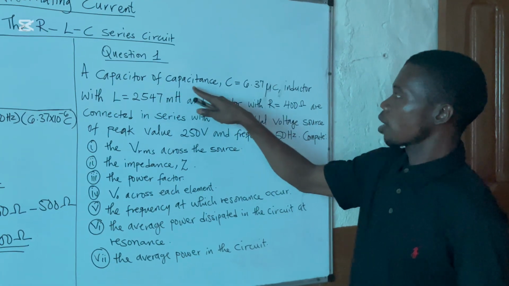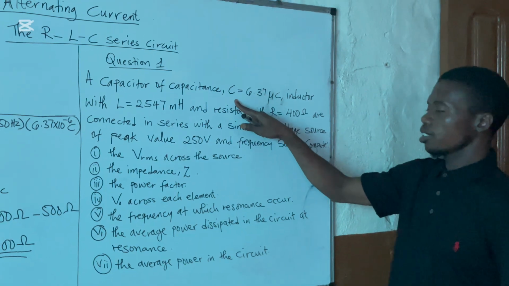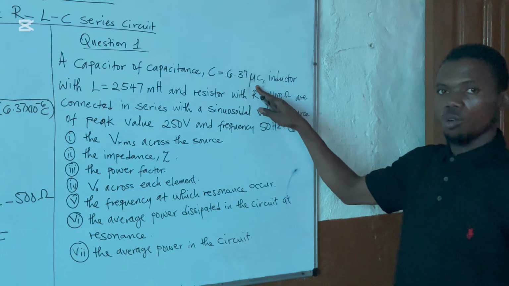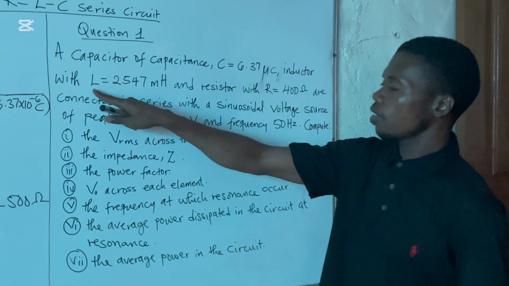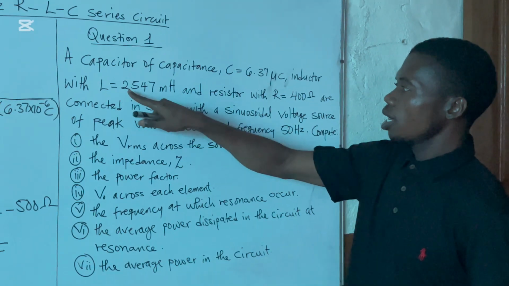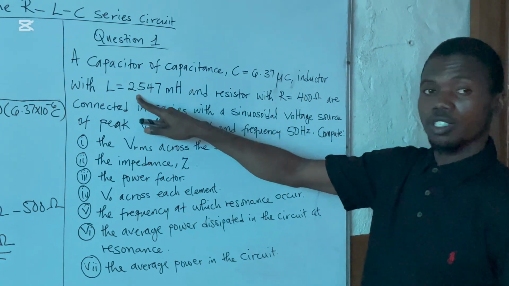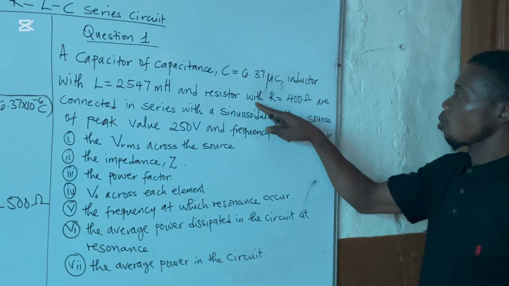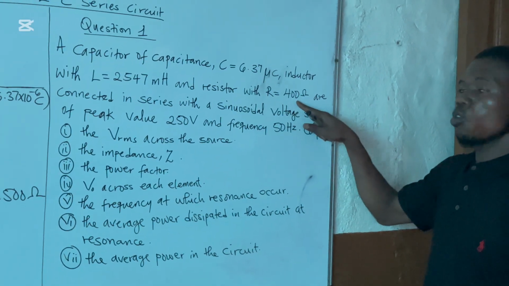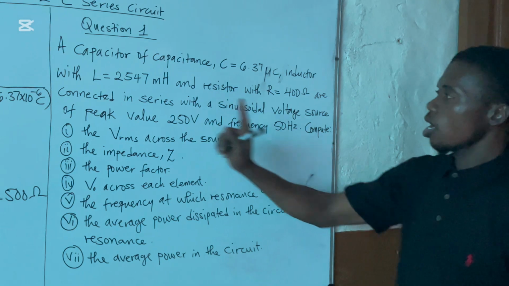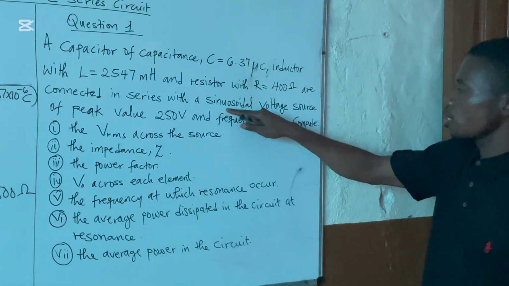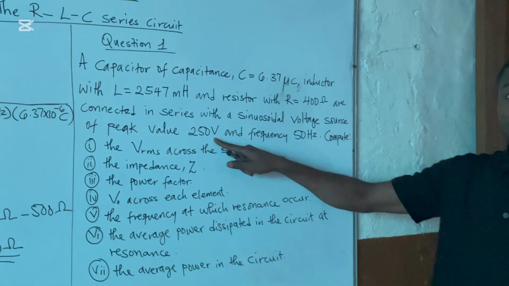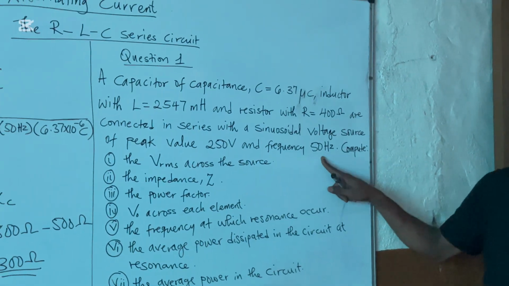A capacitor of capacitance C is 6.37 microfarad. An inductor with inductance L equal to 2.547 henry, and a resistor with R equal to 400 ohms are connected in series with a sinusoidal voltage source of peak value 250 volts and frequency 50 hertz.